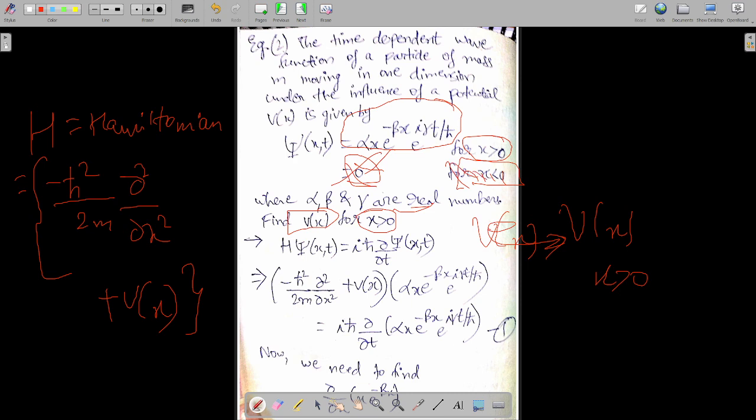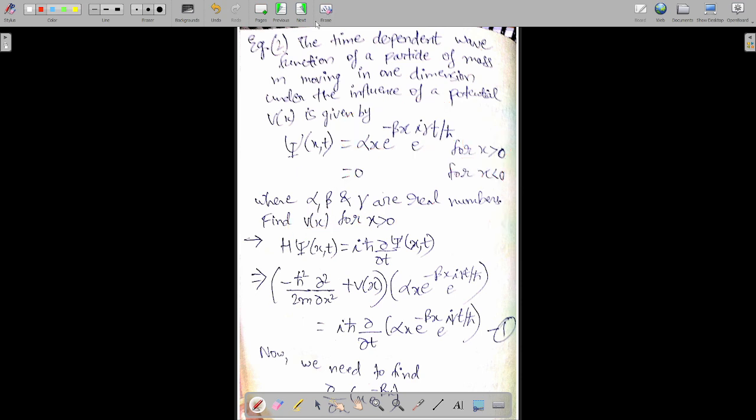It is just given for time pass purpose. Time pass purpose means it is given in order to confuse you. But you should not be confused. It is a very straightforward problem. So for psi of x comma t, you will put the x greater than 0 value over here.